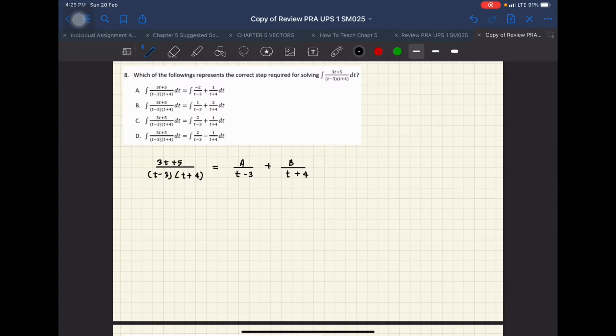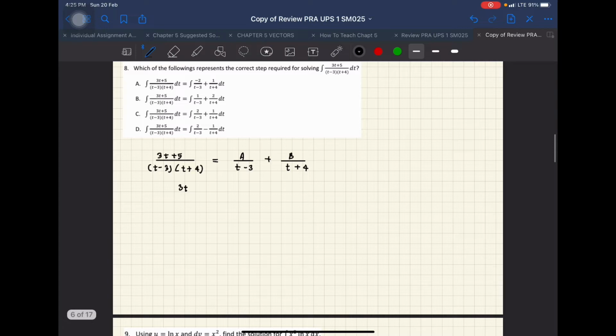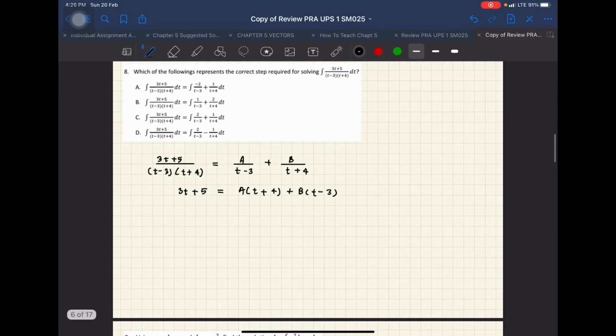Settle. Okay, so from here, gunakan apa yang awak dah belajar dalam sem lepas, partial fraction. Okay, so you will get 3t plus 5 is equal to A times (t plus 4) plus B times (t minus 3). Okay, settle. Alright, so from here, kita akan substitute two value. Okay, so the first value is when t is equal to negative 4. Okay, so t is equal to negative 4.